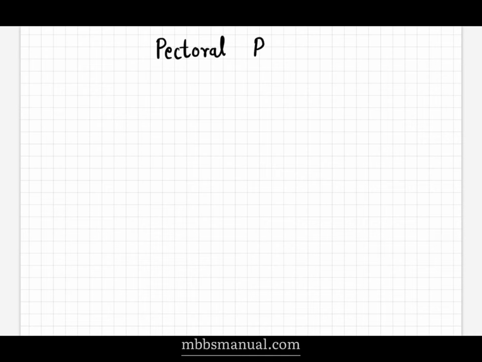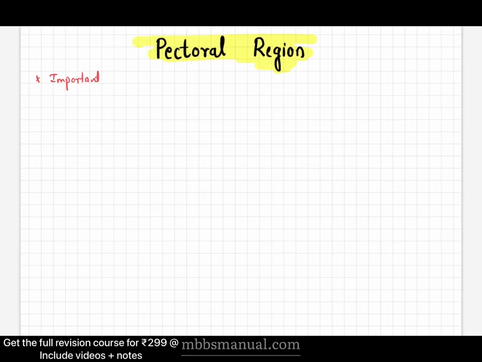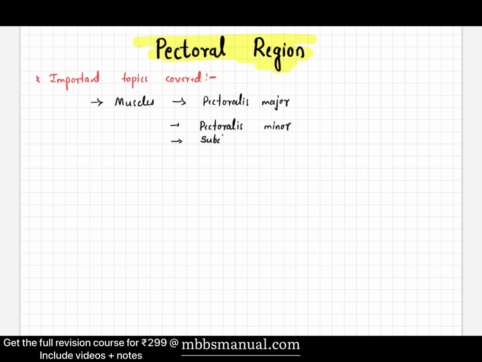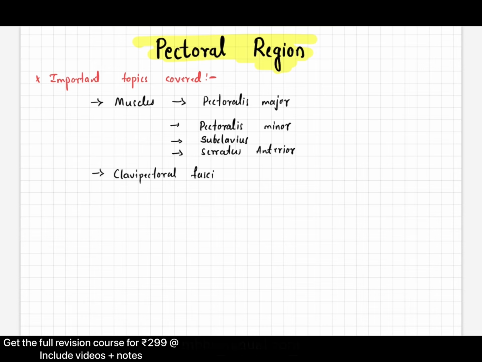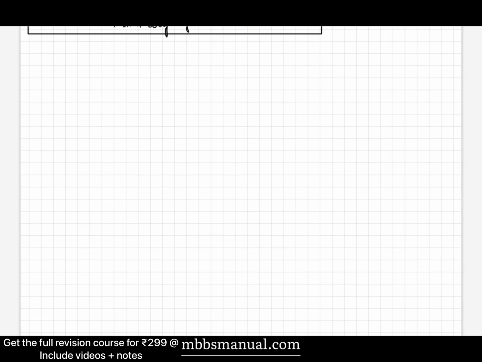Hi, let's start with the pectoral region chapter. In this chapter, we'll be covering the four important muscles: pectoralis major muscle, pectoralis minor, subclavius, and serratus anterior. One important fascia, clavipectoral fascia, and mammary glands. So let's begin with the pectoralis major muscle.